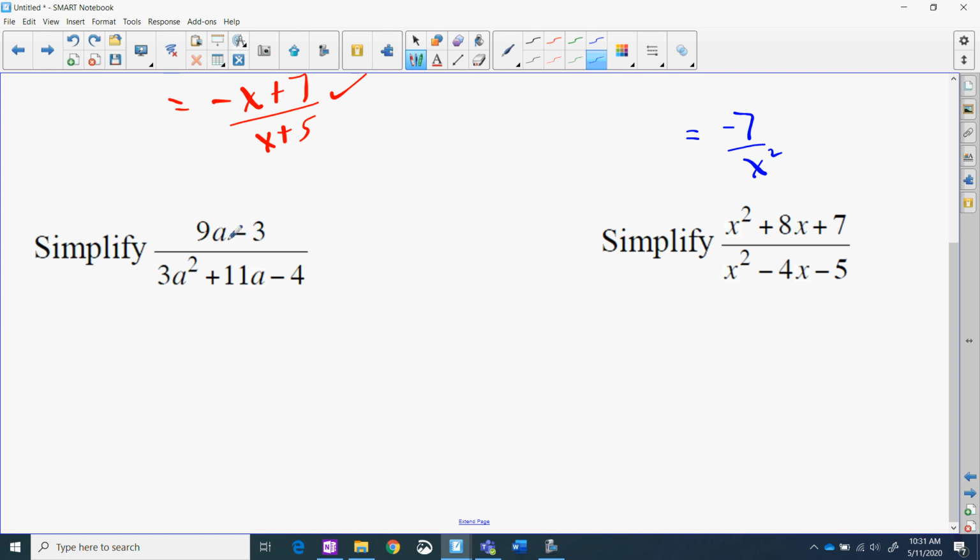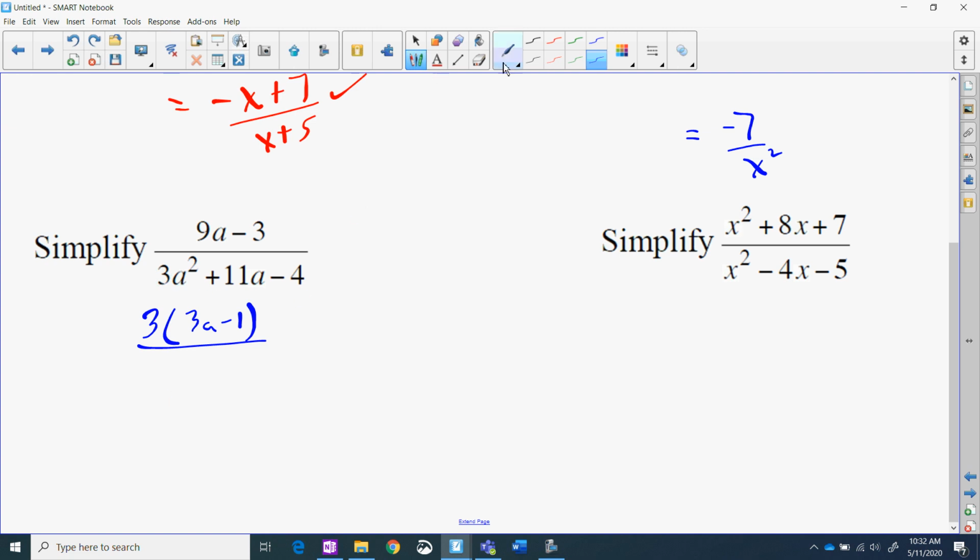Numerator, 2 times again, GCF. So we're going to take our GCF of 3, leaving me with 3a minus 1. Now, the denominator here is a hard trinomial. There's no greatest common factor. It's got a coefficient other than 1. With a hard trinomial, it usually takes a couple of steps to do them.